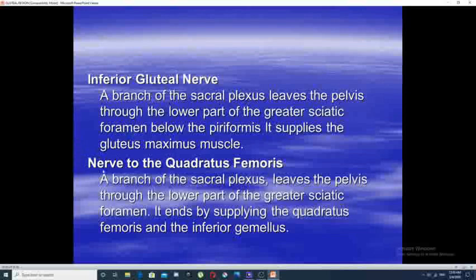Another nerve is the nerve to quadratus femoris muscle. It's a branch of the sacral plexus, leaves the pelvis through the lower part of the greater sciatic foramen and ends by supplying quadratus femoris and inferior gemellus muscle.